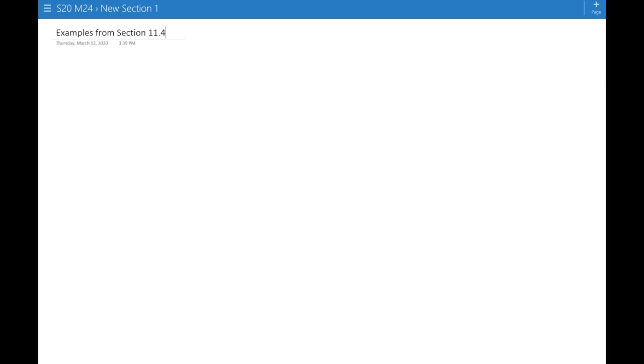So I wanted to make a video with the examples that are in section 11.4, just the examples, not interspersed with the text. So that's what I'm going to do here. So the first example is right after the formal definition of the tangent line slope. So there's an example A that says g of x is 1 minus 2x squared, and at x equals -1, we want the slope of the tangent line.